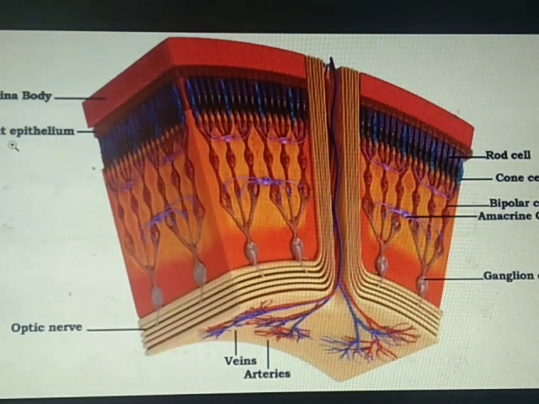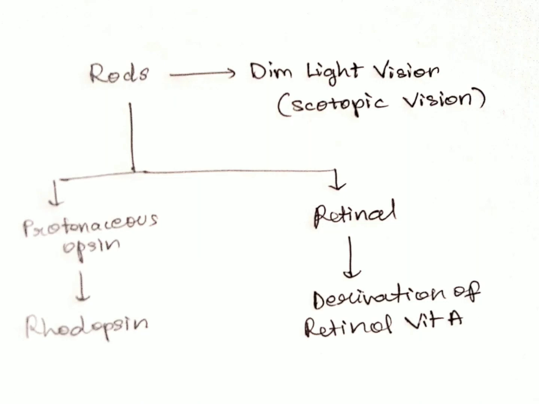So the rods are responsible for dim light vision, which is also known as scotopic vision. Rods consist of two things. One is the proteinaceous opsin, and the other is the retinal. This opsin is basically rhodopsin, which is purple in color, and retinal is a derivative of vitamin A, retinol.